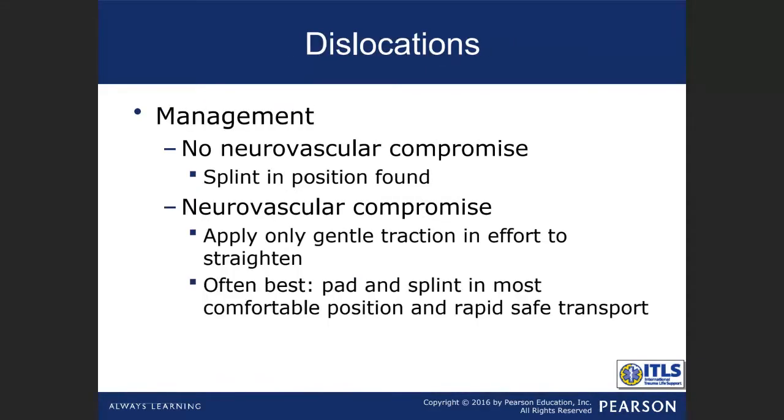Now, management of dislocations. If there is no neurovascular compromise, splint in the position found. If there is neurovascular compromise and there is a long transport time, then you may have to attempt manual alignment under medical direction. So apply only gentle traction in effort to straighten, often best to pad and splint in most comfortable position, and provide rapid and safe transport.